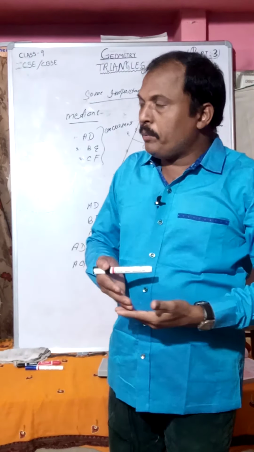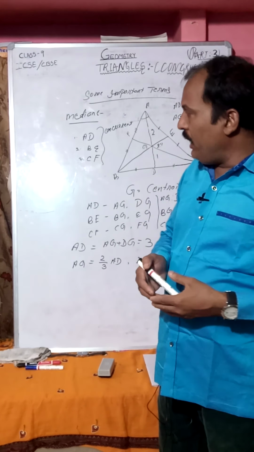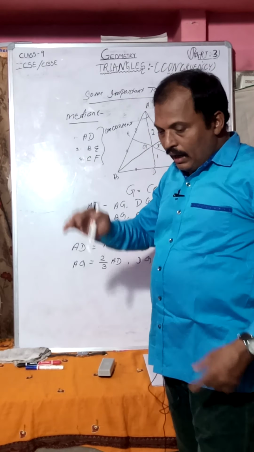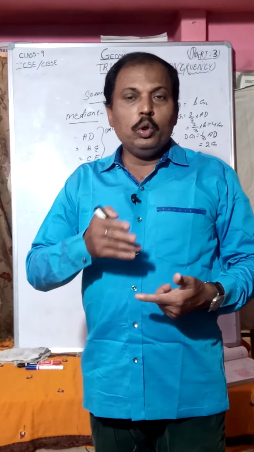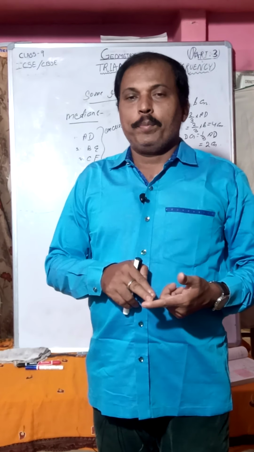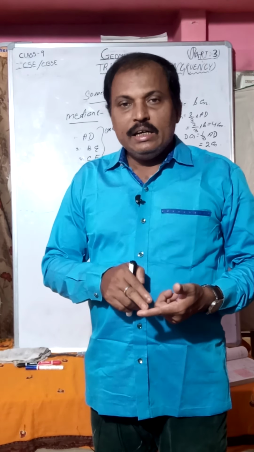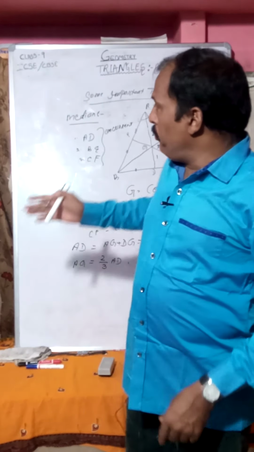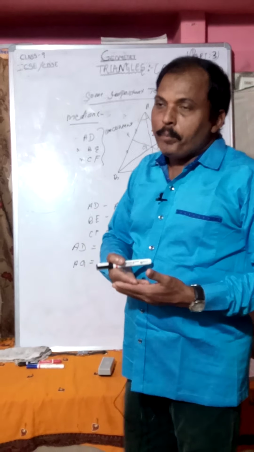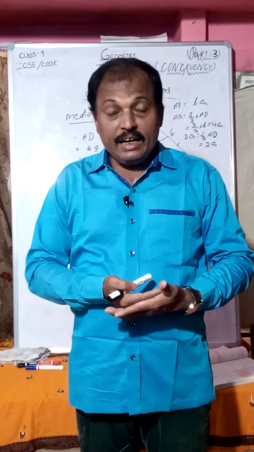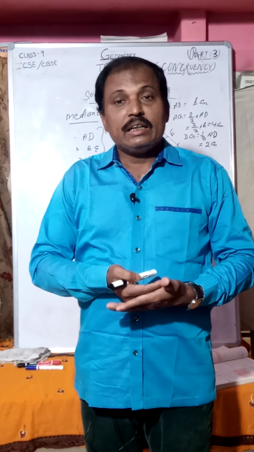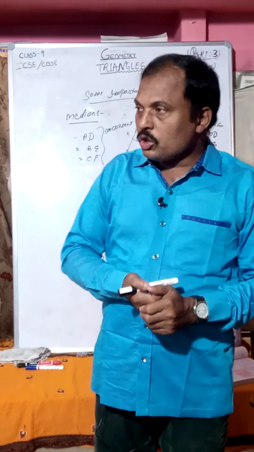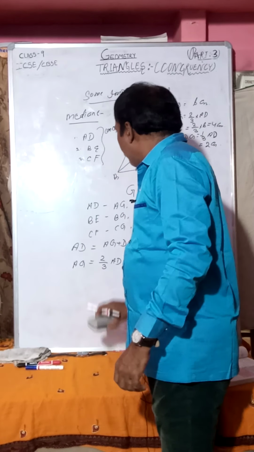The 3 medians of a triangle are concurrent and meet at a point, which is called the centroid. The centroid divides every median into 2:1 ratio. So now we know that a triangle has 3 angles, 3 sides, 3 vertices and also 3 medians. Then let us go to the perpendicular.